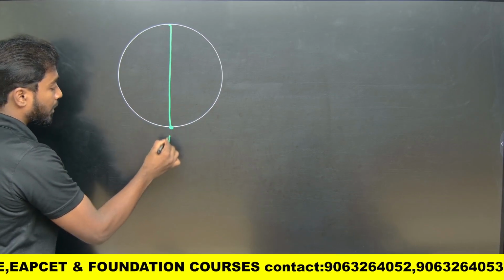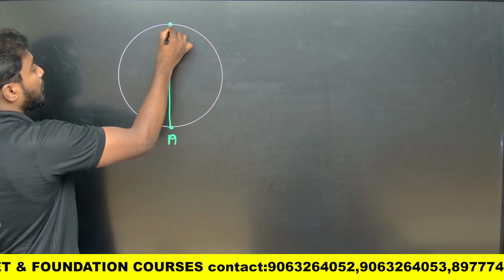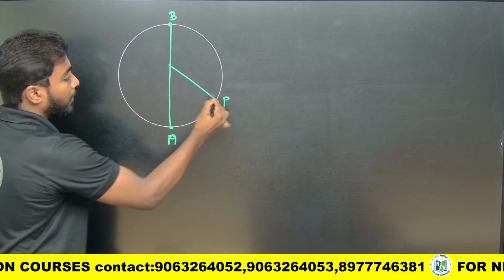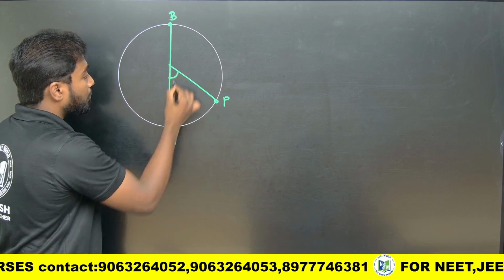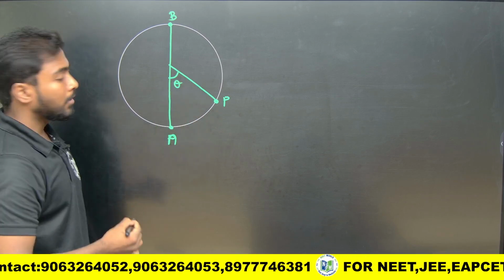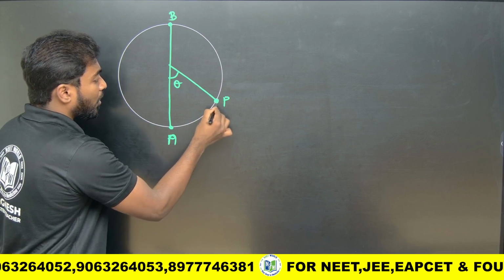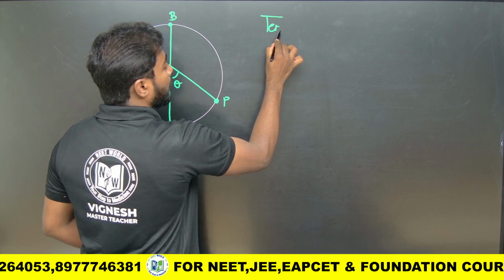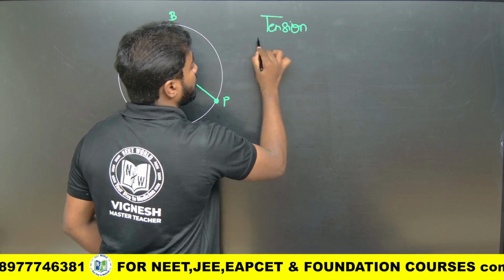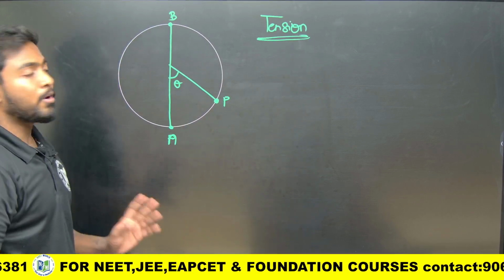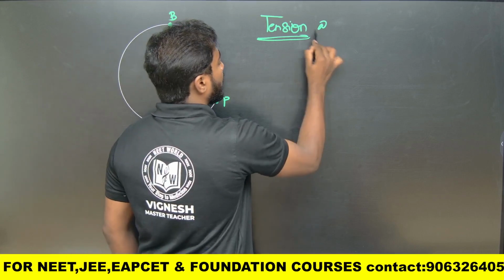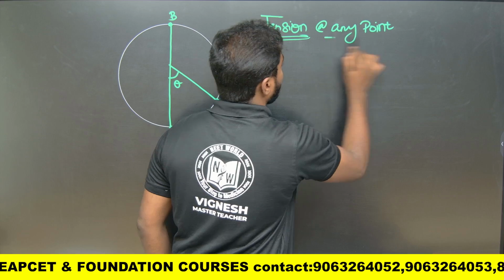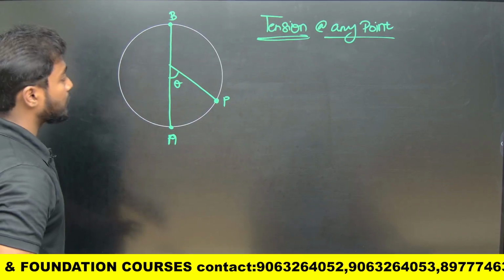This is point A and this is point B. So this will be my point P, right? So the angle made between A and P is theta. So if I consider this is the object, now we are talking about tension, so don't confuse it. We are talking about tension at any point of the circle.